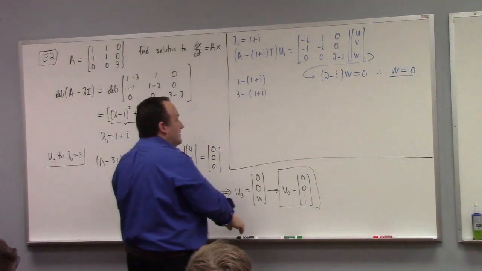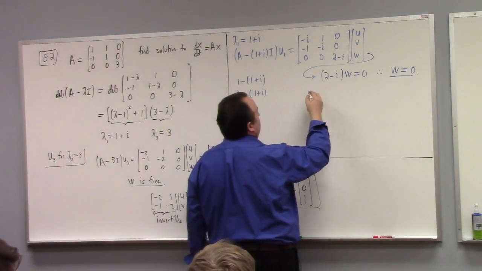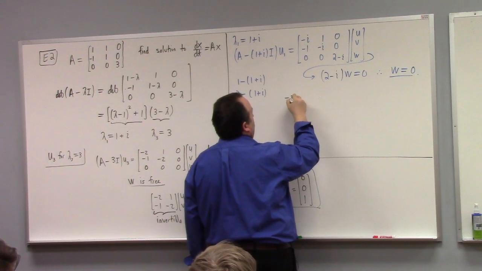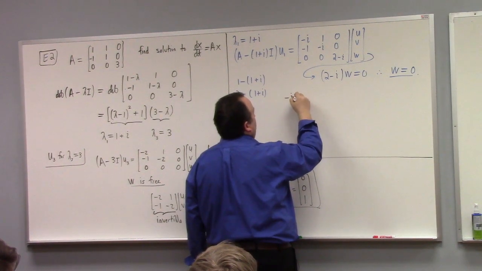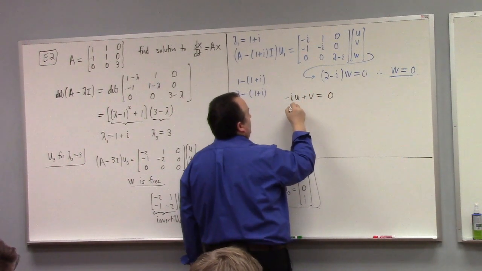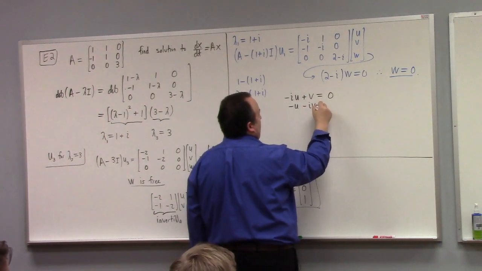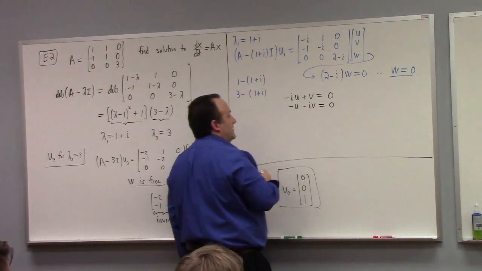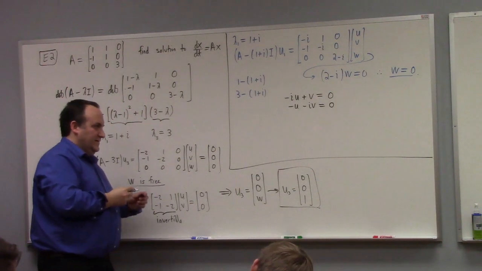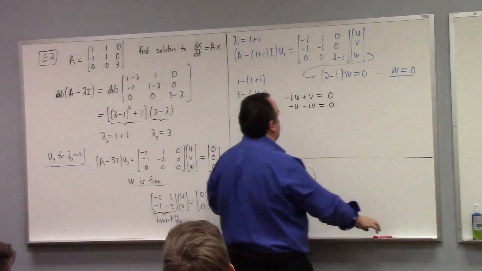So then what? Well, we're really only up against what? We've got minus i times u plus v equals 0, and we've got minus u minus i v equals 0, right? What happens if you multiply the third equation by i? What does that get you to?